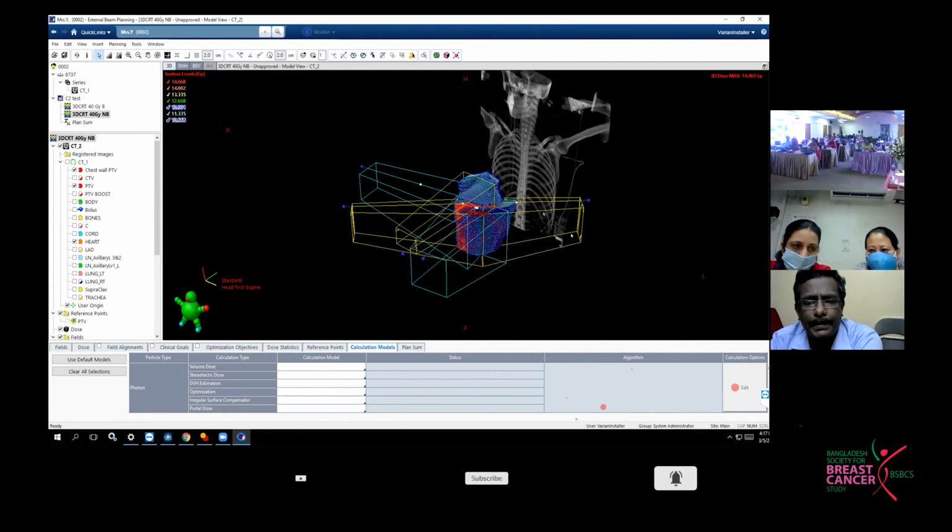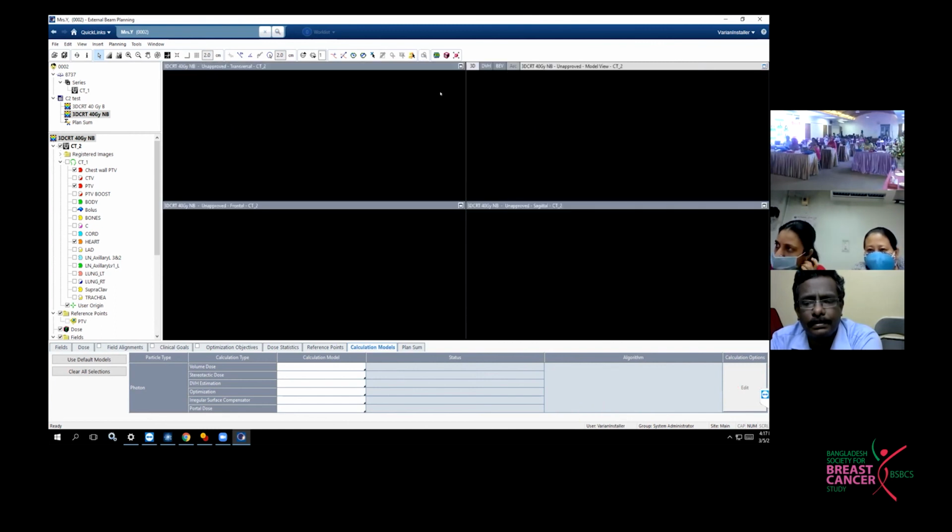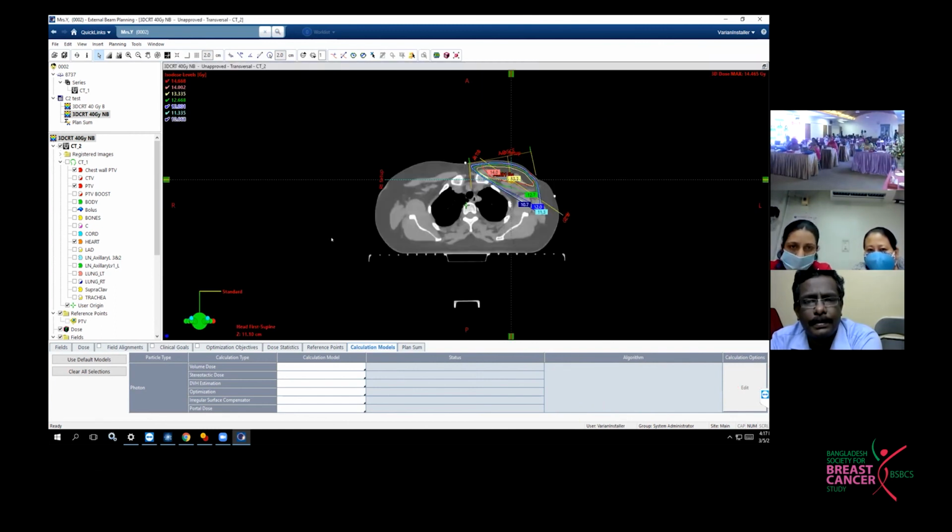But I have two questions, especially for this patient. Do you practice, ma'am, in your institute, still, putting that guide wire on the chest wall?